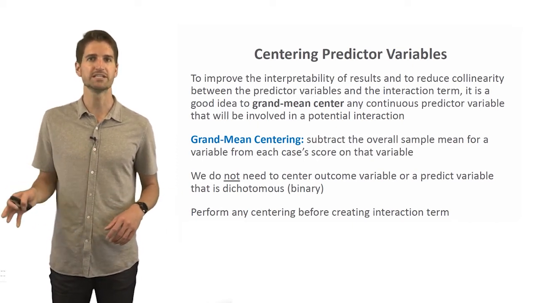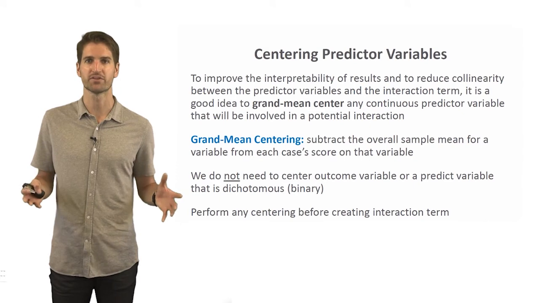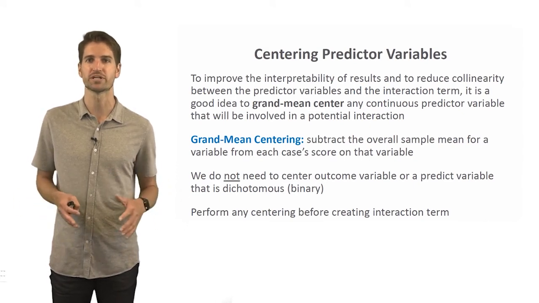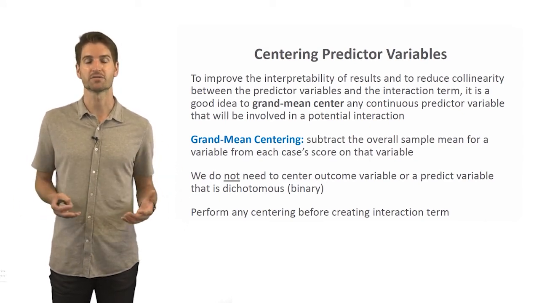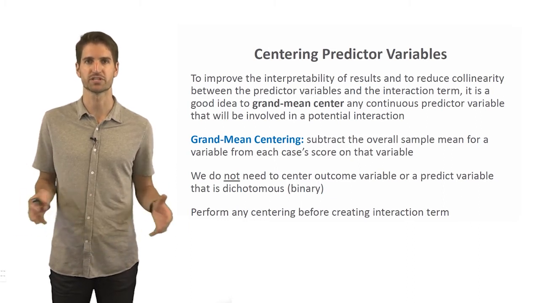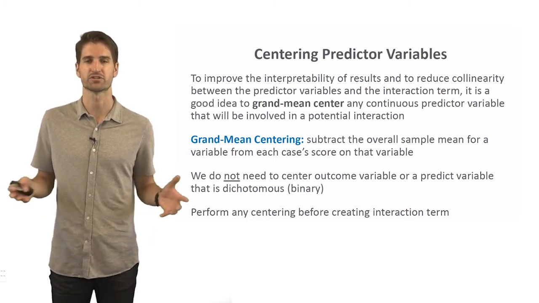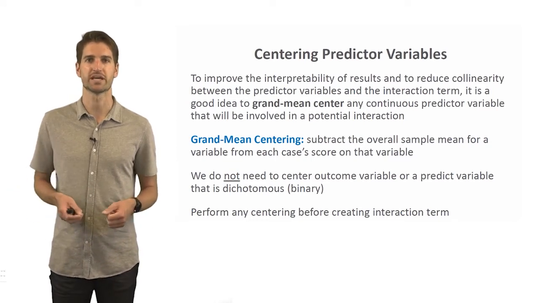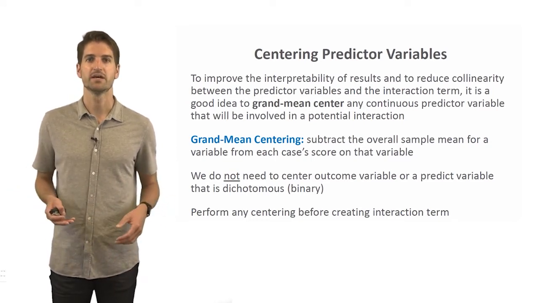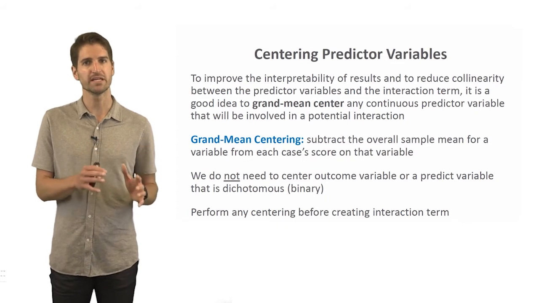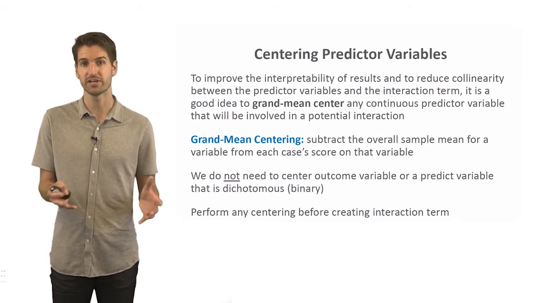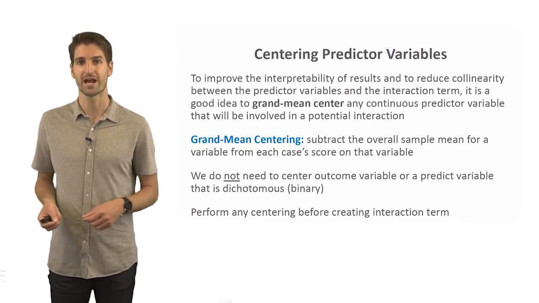Now, we don't need to center the outcome variable, and we don't need to center a predictor variable that is dichotomous or binary in nature, in other words, categorical. Okay, so just for the continuous outcomes or continuous predictor variables do we need to engage in grand mean centering. Now, we want to make sure that we perform any grand mean centering or any centering of any kind before actually creating the interaction term.